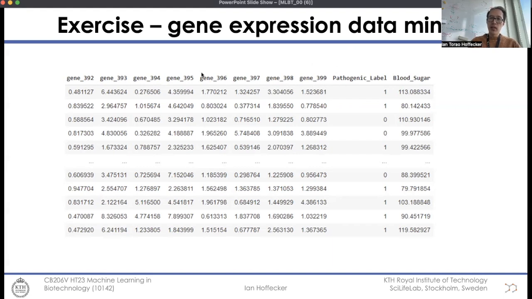And each of these patients has different levels for these different genes. They also have a measured blood sugar level. So this is a kind of simulation of a diabetes study. What we're interested in is whether these patients develop diabetes later on in life. So here we have this pathogenic label.